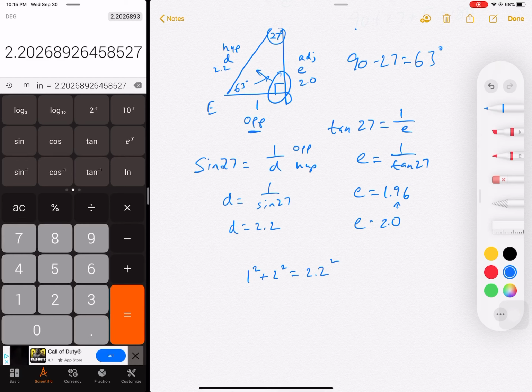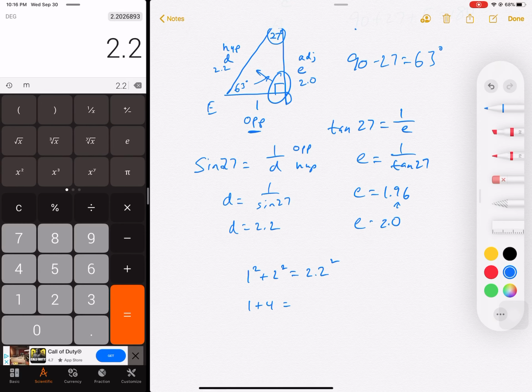So 1 squared is 1, plus 4 is equal to 2.2 squared. Let's do that. 2.2 squared equals 4.84. And 5 is approximately close to 4.84. The reason why it's off so badly is because we only rounded to the tenths position. If we did this to the hundredths or the thousandths, it would be a lot more accurate.